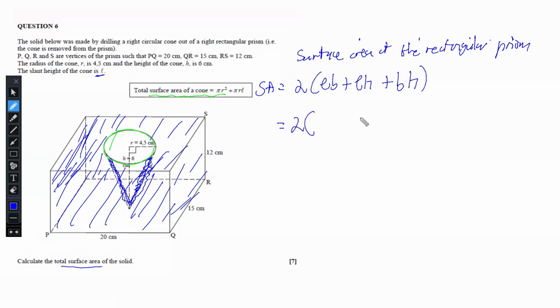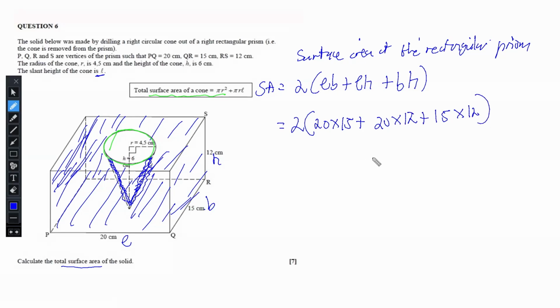Now at this point, what can you do? Simply, what is your length? So this will be length, breadth, and then height. So length times breadth, that's 20 multiplied by 15. Length times height, that's 20 multiplied by 12. And then breadth times height, that's 15 multiplied by 12, right?